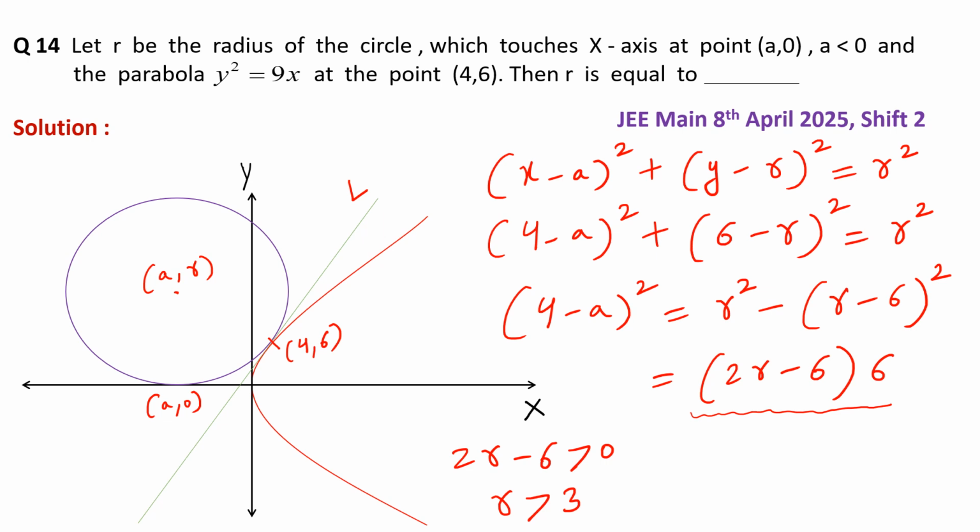Now students, let's find the equation of the line L. Now L is acting as tangent to the parabola as well. So let's move further. Now students, we know that if the equation of the parabola is y square equal to 4ax, then the equation of the tangent on the parabola at the point (x1, y1) is given as y into y1 equal to 2a into (x plus x1). So using this equation, I can write equation of line L as 6y equal to 9 upon 2 into (x plus 4).